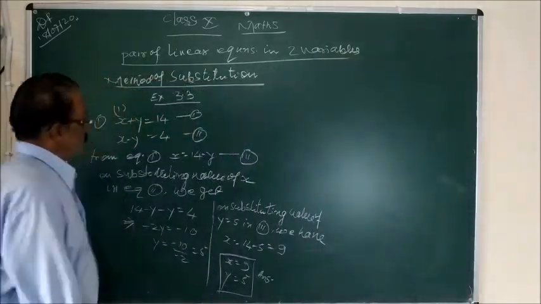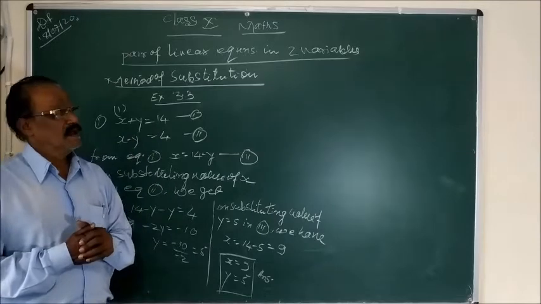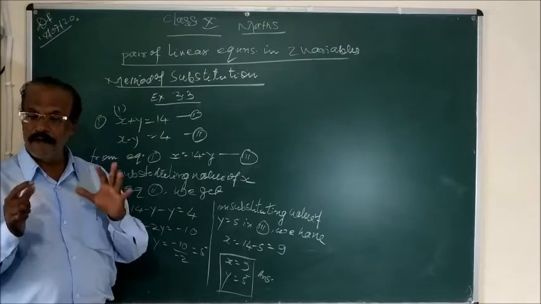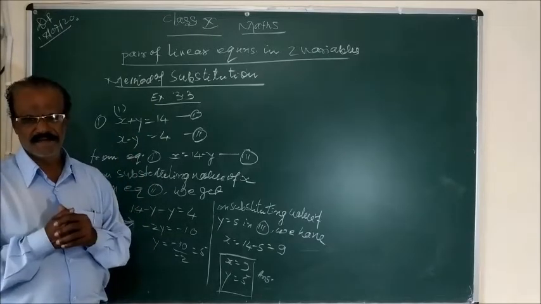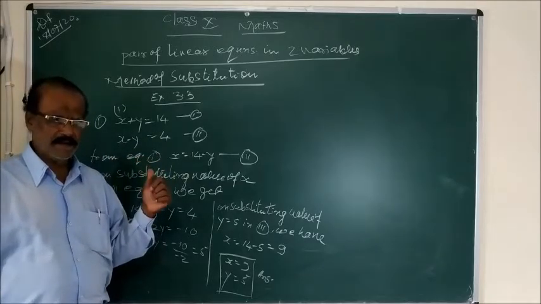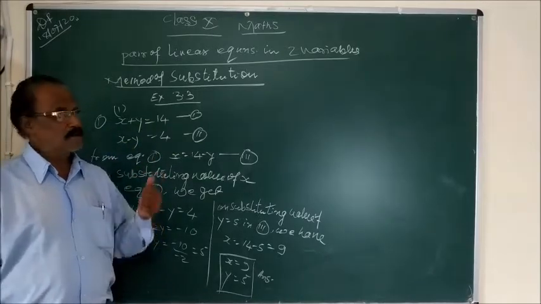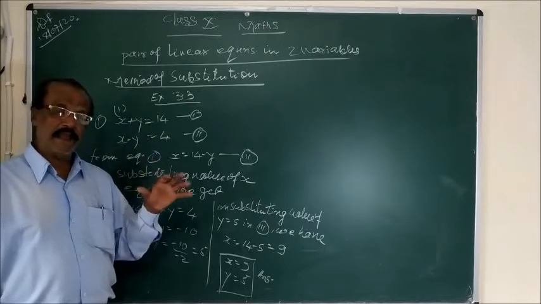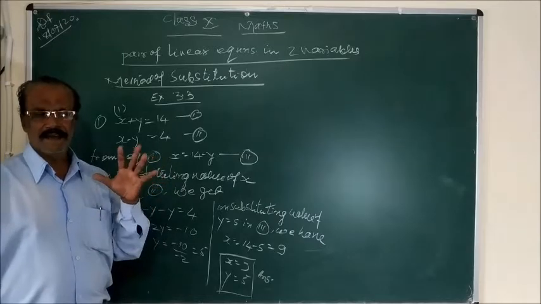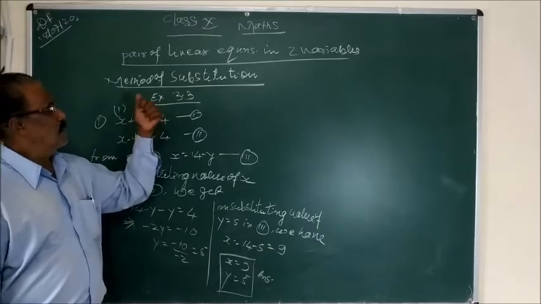In this method, you can understand the meaning of substitution. We find the value of variable x or y in terms of the other variable. Suppose you are finding the value of x, you put that value in the other equation. You will get the equation of single variable and you will solve. And that is why it is called method of substitution.